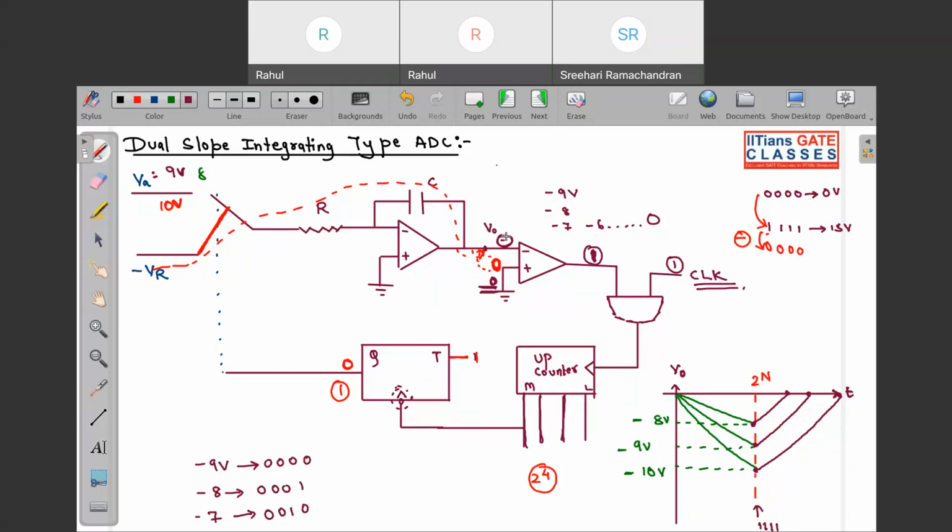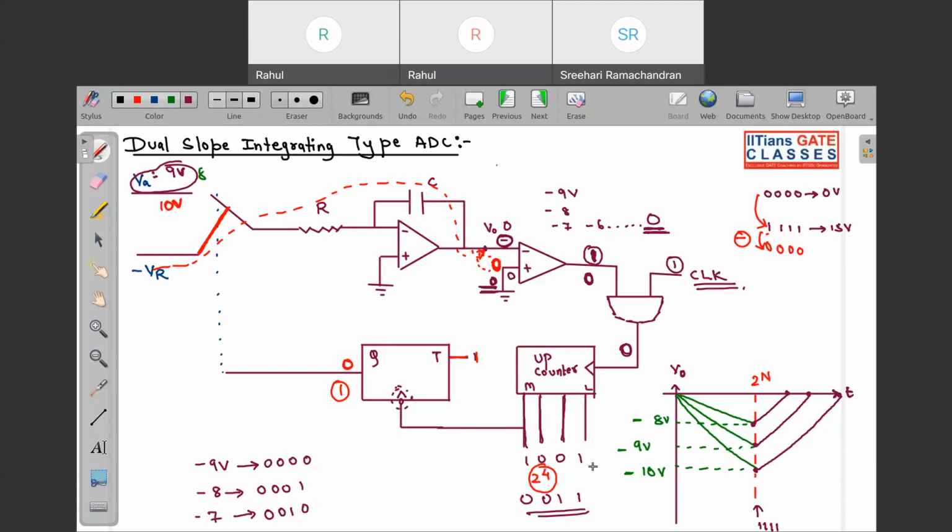Like this, the moment this V naught goes to 0, at that precise moment, what will happen? This terminal is also 0, non-inverting, and this is also 0. So the moment these two are 0, over here we will get 0, and this will become 0, because one of the inputs of the AND gate is 0. So our count will stop, and whatever count we get, say 1 0 0 1 or 0 0 1 1, we will say that for the corresponding voltage we are getting this count. Tell me if this is clear or not. Is this clear what I tried to explain?